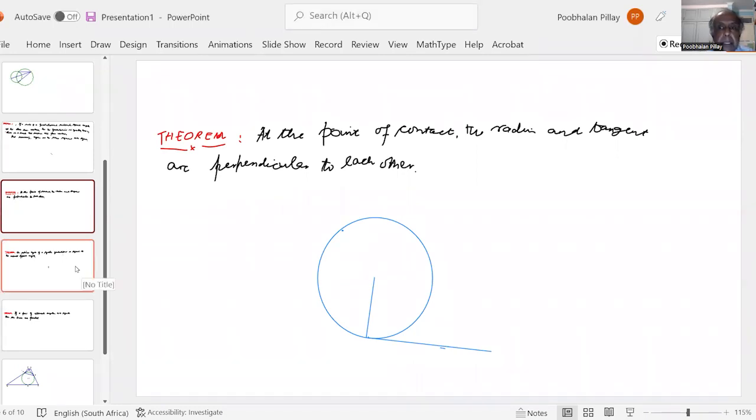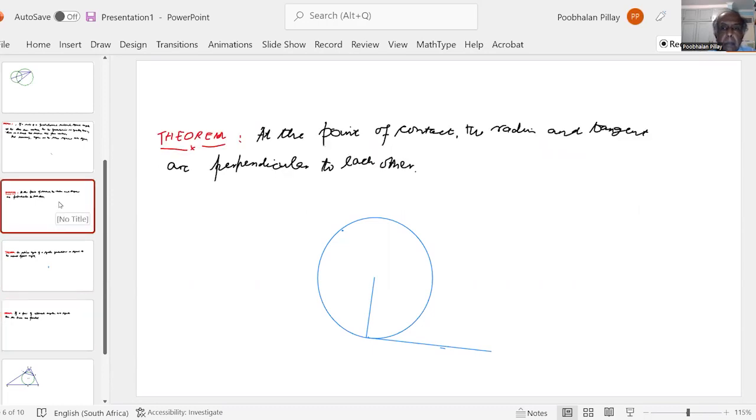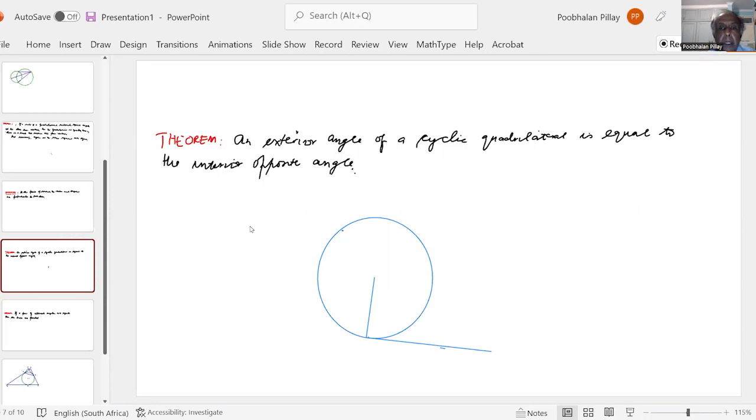The third theorem states that the exterior angle of a cyclic quadrilateral is equal to the interior opposite angle. Okay, now what is the meaning of that? What it says there is that if you have a cyclic quadrilateral, in other words, you've got a circle that goes through all the 4 points, right?